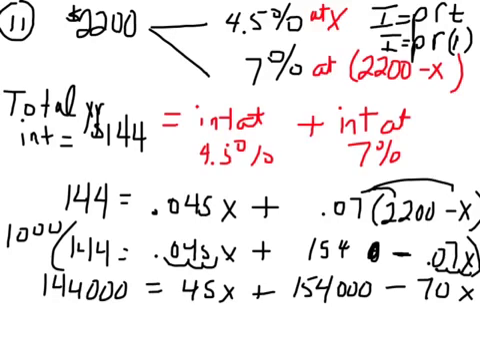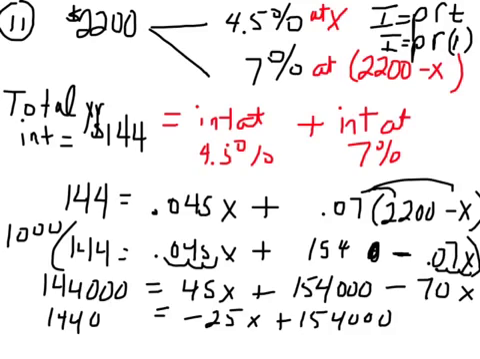Okay, we got 45X minus 70X. That's going to be what, negative 35X? No, negative 25X. Yeah, negative 25X plus 154,000 equals 144,000. Now I'm going to let you solve this by finishing it up and solving for X.